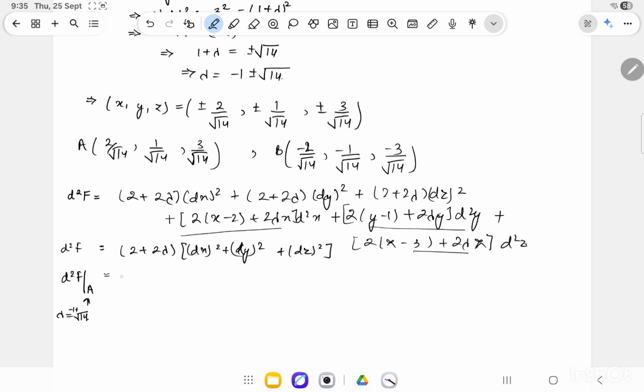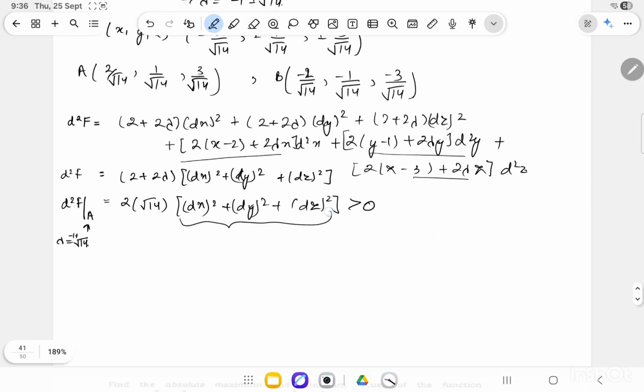So this will basically give me 2 into 1 plus lambda, which is under root 14, times dx square plus dy square plus dz square, greater than 0. This value will always be greater than 0 because this thing is always positive, and 2 into under root 14 is also greater than 0. So from here I can say that at point A, the distance PQ is minimum.